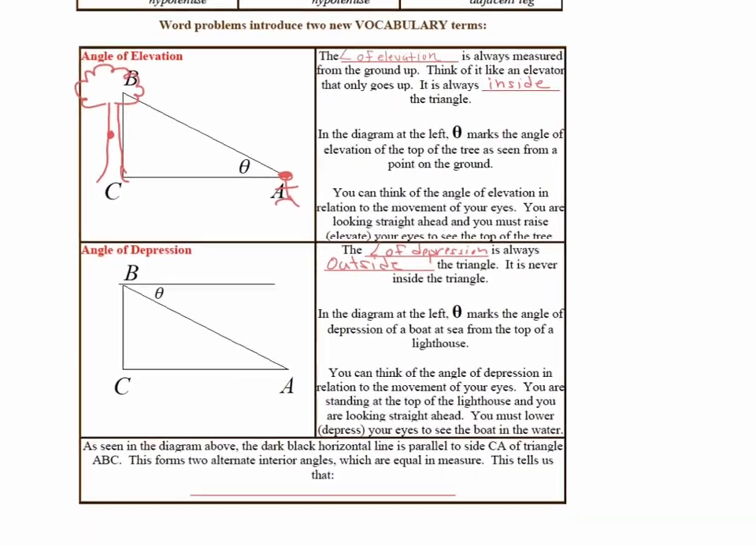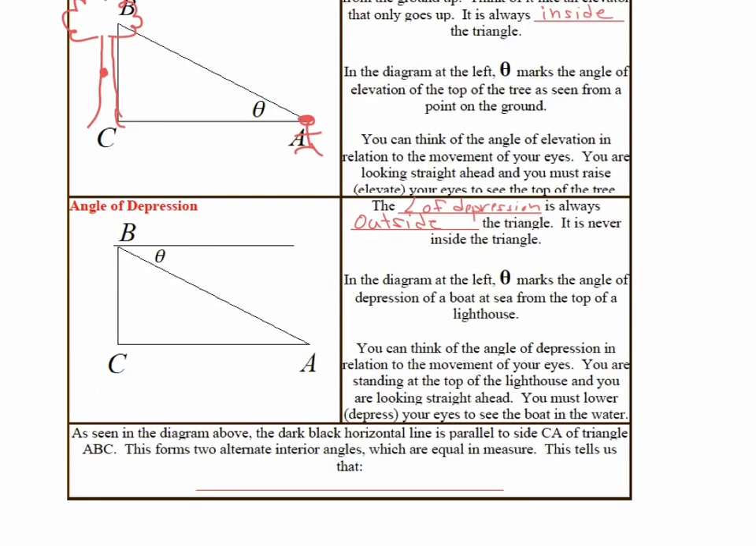So in our diagram again, here's your theta, off to the left. Do you see how it's outside of the triangle? It marks the angle of depression, so it marks that downward rotation of a boat at sea. Again, you're like, where's a boat? From the top of a lighthouse, you're like, there is no lighthouse.